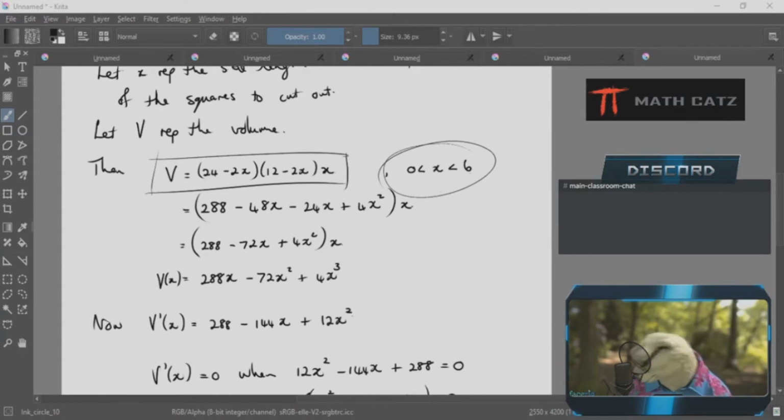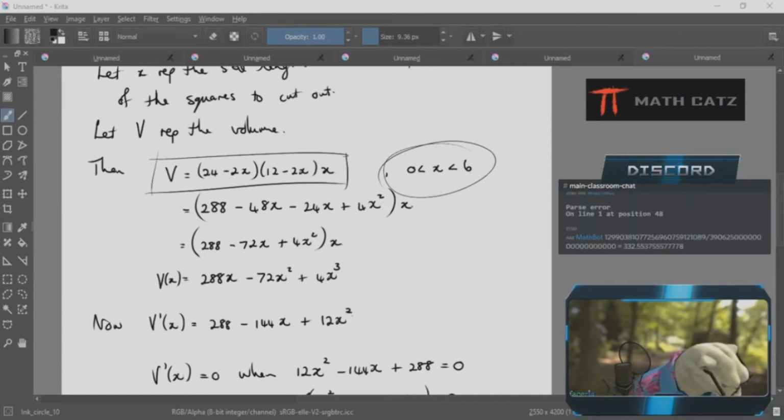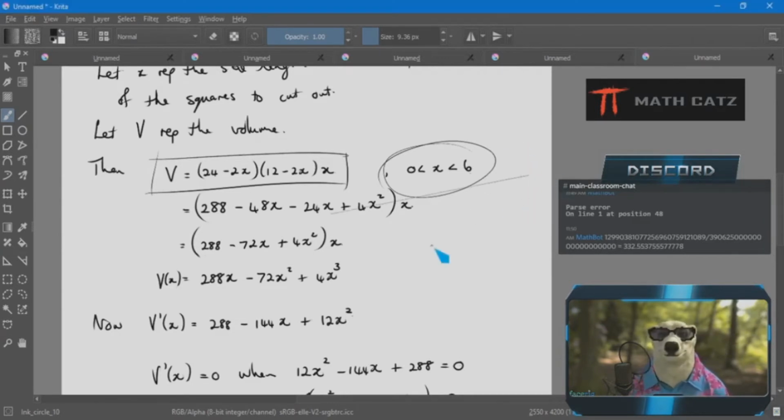535898384. Maybe you have a memory function in your calculator. Maybe MathBot does as well. I don't even know. I rarely use it. Oh, it's not happy with something that I did. What did I do that upsets you, MathBot? 24 minus 2 times the number times 12 minus 2 times the number. Oh, I have a random bracket. That's better.